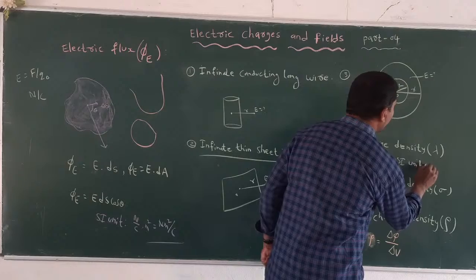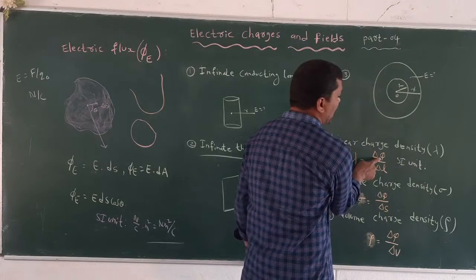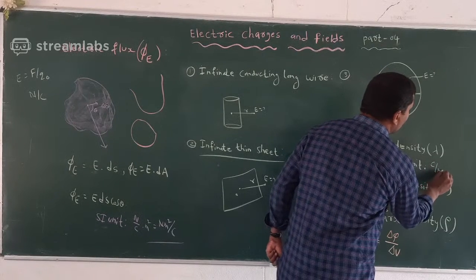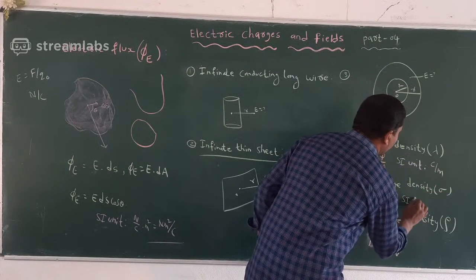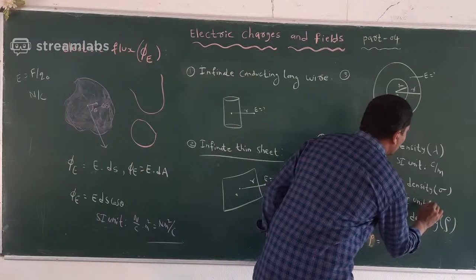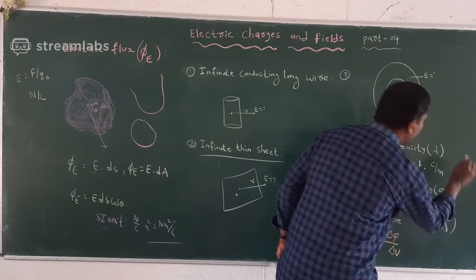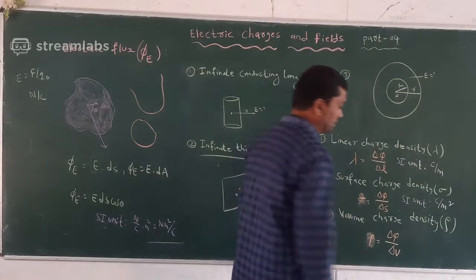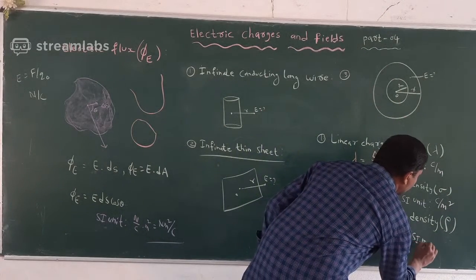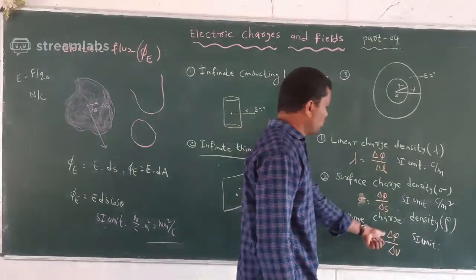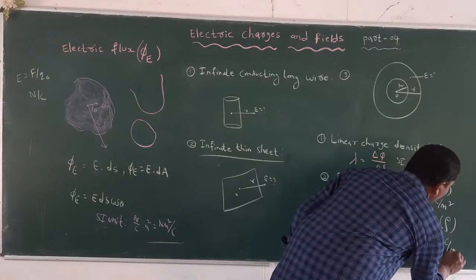So the SI unit will be charge. Charge కి తీసుకుంటాం మనము కూలుంబ్. Coulomb per meter. And SI unit of surface charge density, we can write coulomb per meter square. And then last one, SI unit of volume charge density, coulomb per meter cube.